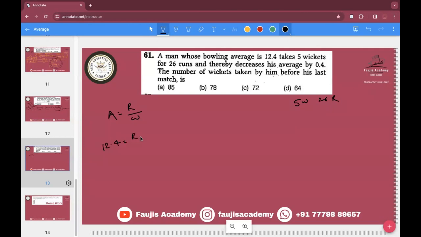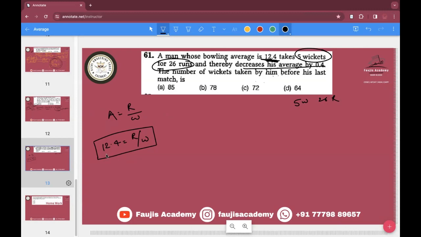What was his average? Okay, done. Read the question, buddy. A man whose bowling average was 12.4 takes 5 wickets for 26 runs in one particular match, and thereby decreases his average by 0.4.